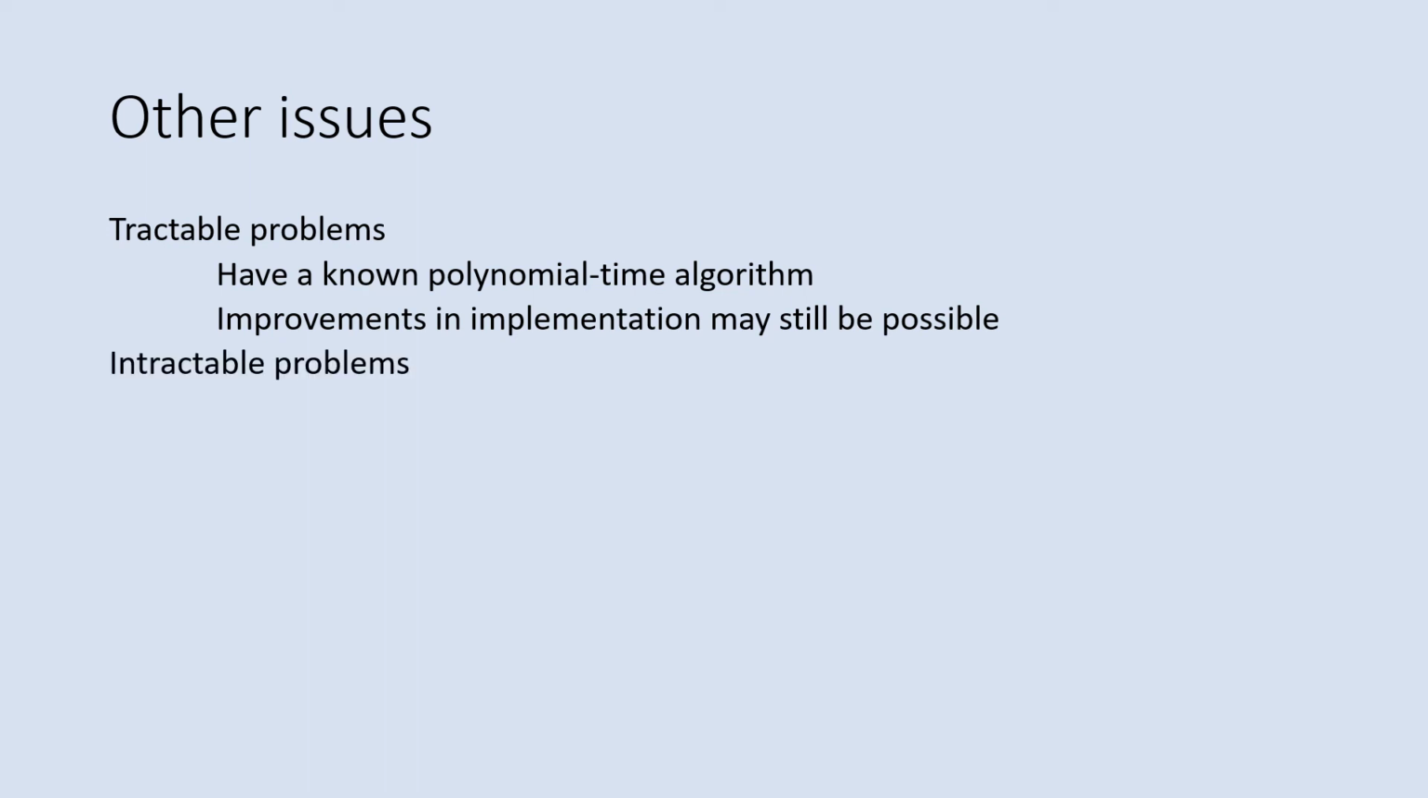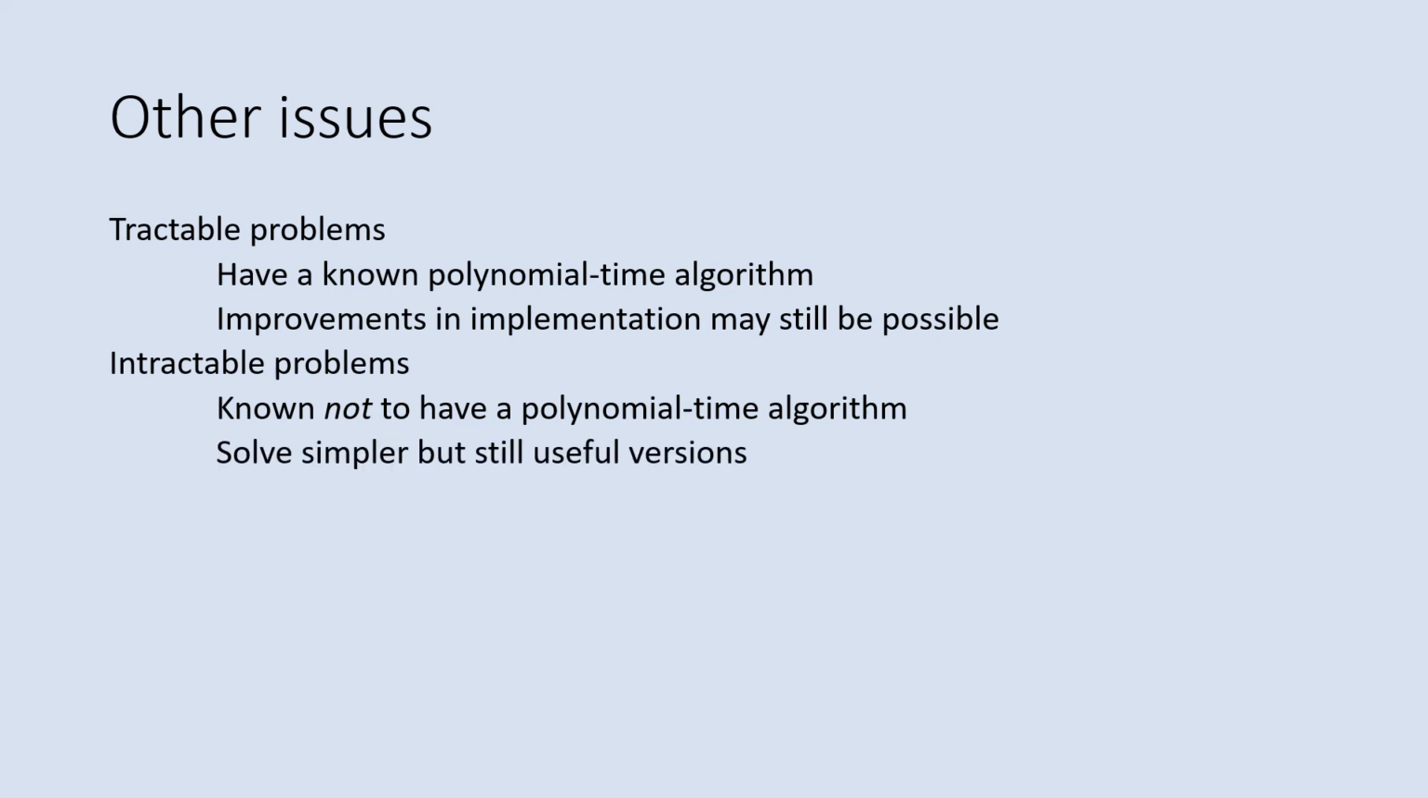Now, an intractable problem is a problem that is proven to have only a super polynomial time algorithm. So it's known not to have a polynomial time algorithm. And so there are problems that are known to be intractable, where often the only way to solve them is to, say, brute force your way through every possibility, and there are just too many possibilities to consider. In those cases, we can often solve simpler but still useful versions of the problem. So even though the problem itself is intractable, we can still do something about it.